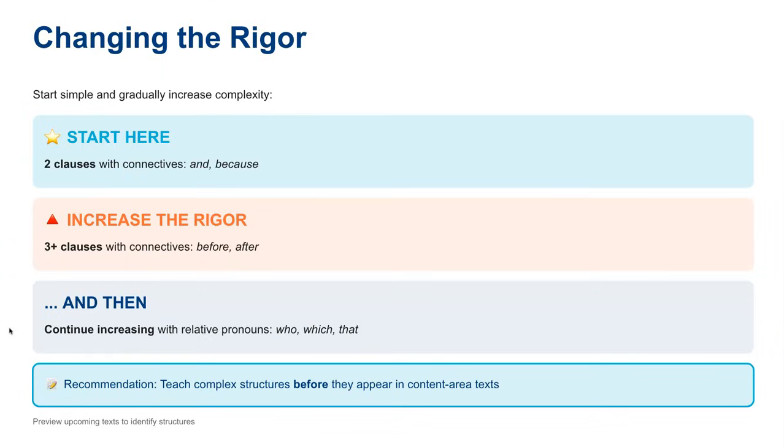The key recommendation: teach complex syntactic structures before they come up in content area texts. This is pre-teaching at its best. How do you do this? Well, you need to preview the text students will read in the next 1 to 2 weeks. You'll identify complex sentences, pull them out, and practice them in small groups before students encounter them in the full text. This will dramatically improve their comprehension when they read the actual text.